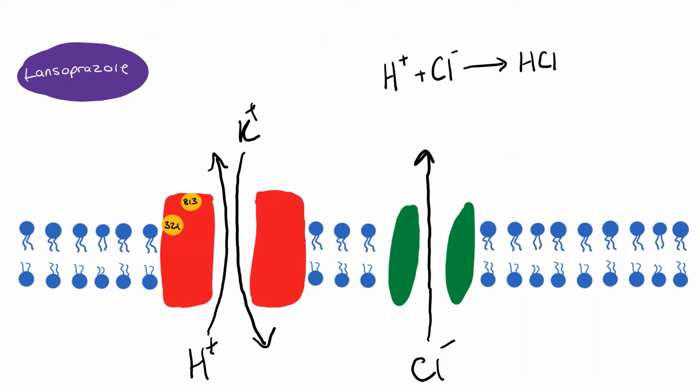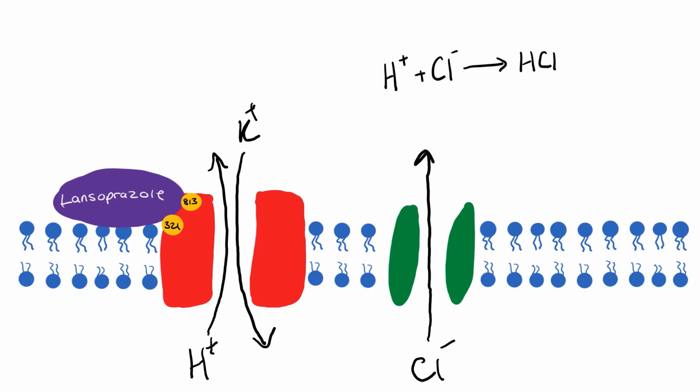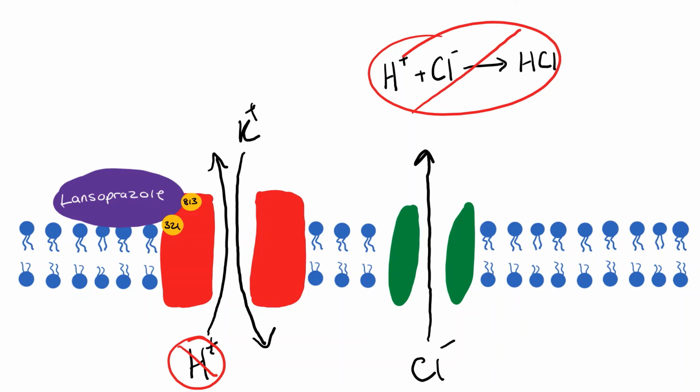Now, what lansoprazole does is it binds to cysteine 813 and 321 on the ATPase to form a covalent bond. This causes a conformational change within the proton pump and causes it to lose its function. This means the inactivated proton pump can no longer transport protons out of the cell, and so they cannot combine with chloride ions to produce hydrochloric acid, and therefore there is a reduction in stomach acid production.